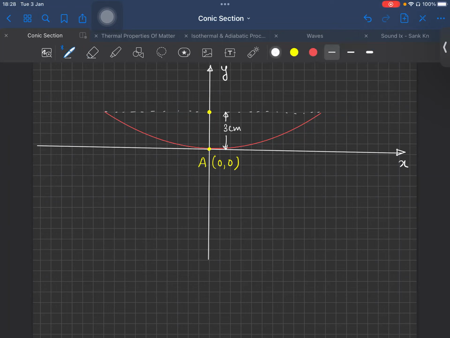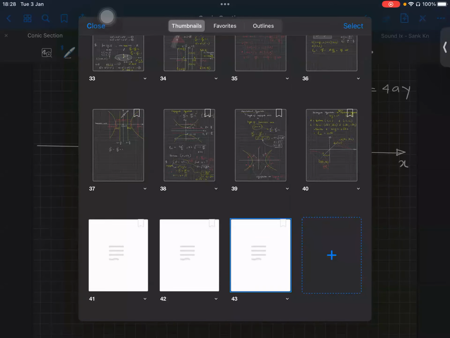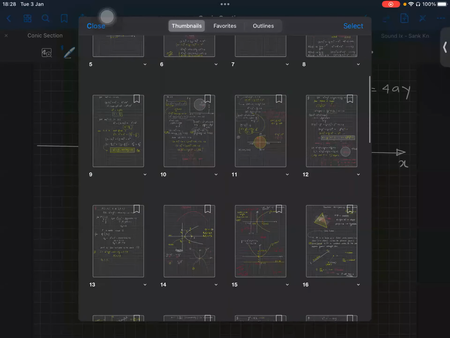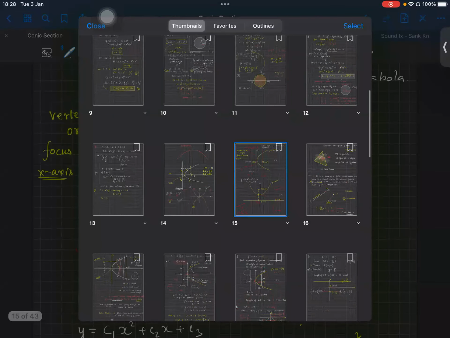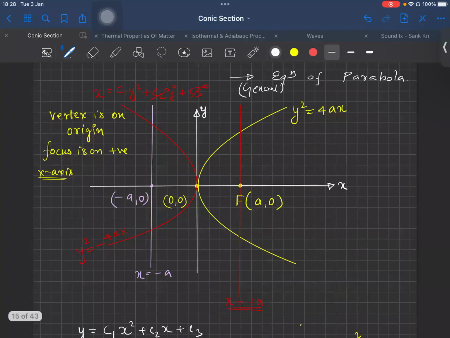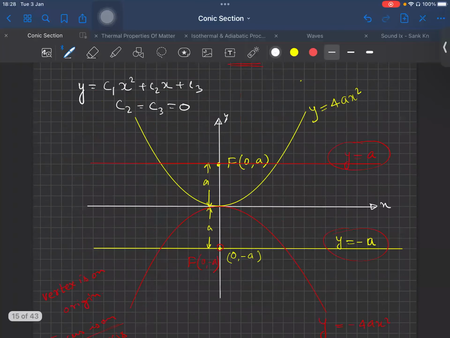So sir, this parabola is y square is equal to 4ay, sorry, x square is equal to 4ay. This is the general equation of this parabola. We have studied that, haven't we? Okay, let's see where we have studied. So this is the parabola we are talking about.